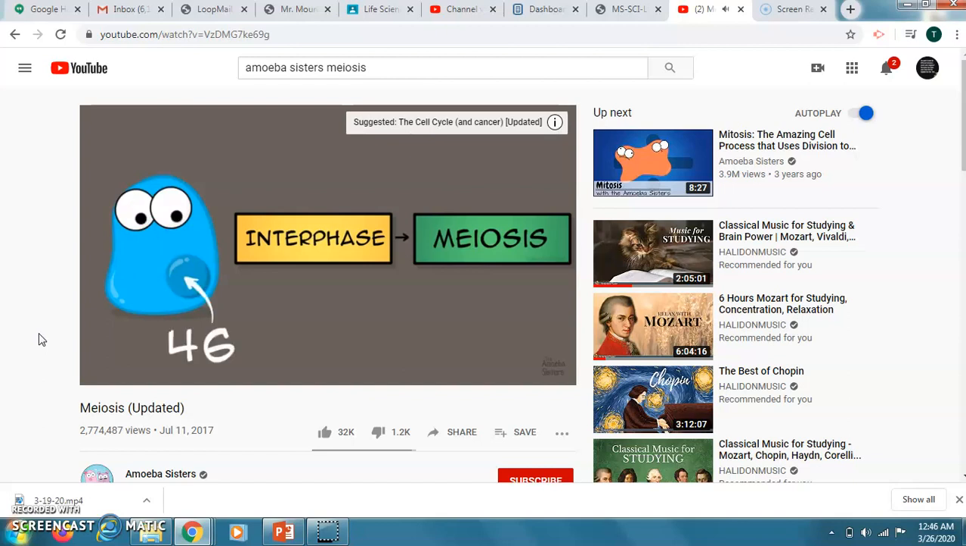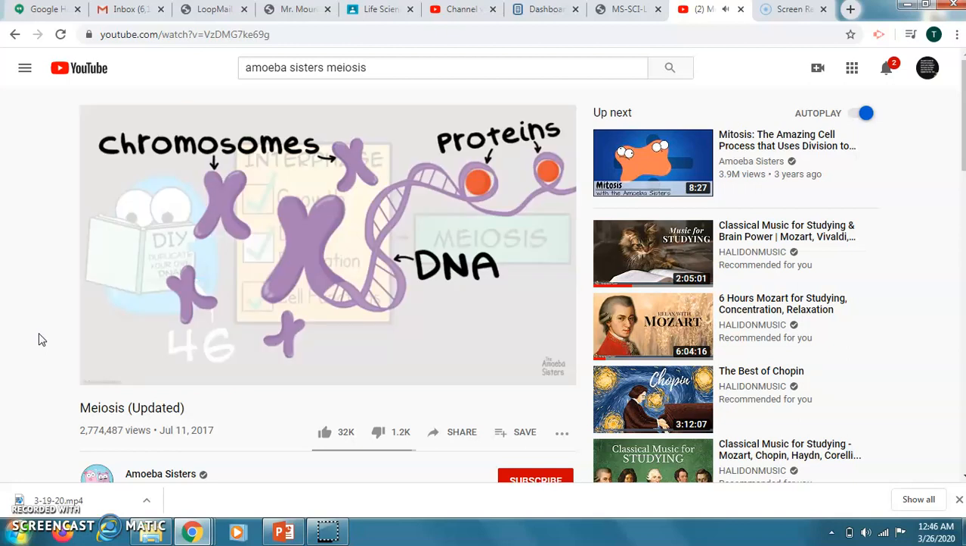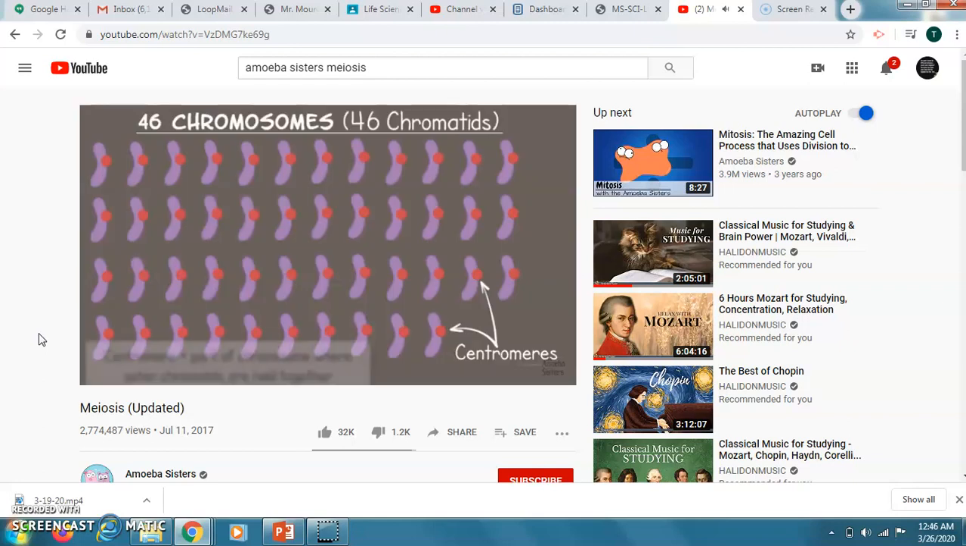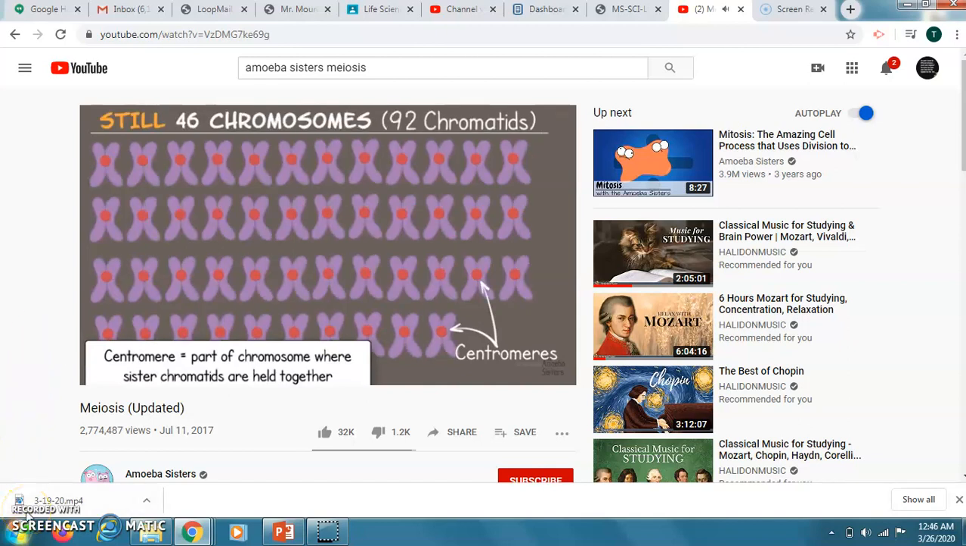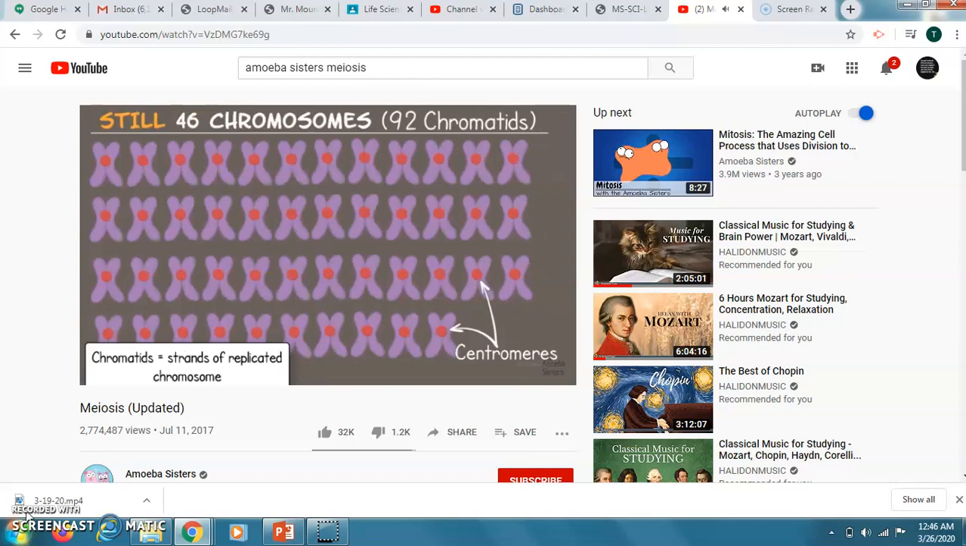So the starting cell has 46 chromosomes, and you have to duplicate those chromosomes in interphase before meiosis starts. That basically means you are duplicating your DNA, since chromosomes are made of DNA and protein. Ready for the tricky part? Because we tend to count chromosomes by the number of centromeres present, when the 46 chromosomes duplicate, we still say there are 46 chromosomes, because the sister chromatids are still attached, and we are actually counting by centromeres. So 46 chromosomes here, they replicate in interphase, and you still have 46 chromosomes in this picture. But you went from 46 to 92 chromatids.